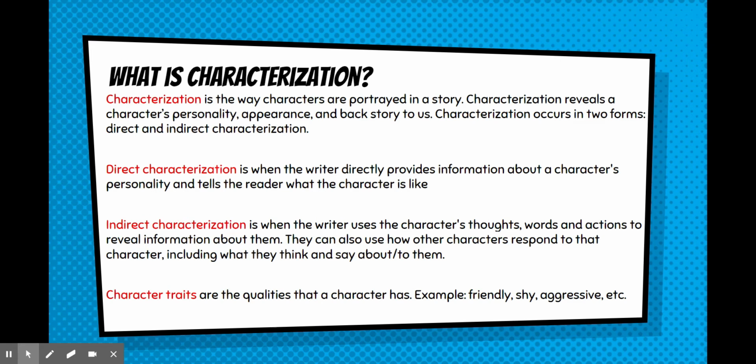So this is all of the other pieces of information that you get about a character besides what the writer directly tells you. Another important vocab word is character traits. So these are the qualities that a character has. For example, a character could be friendly, shy, aggressive, loyal, courageous, etc.